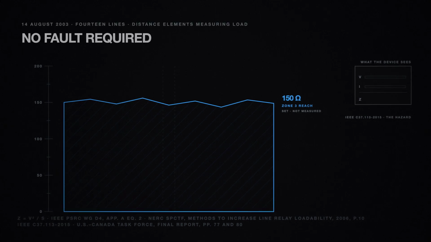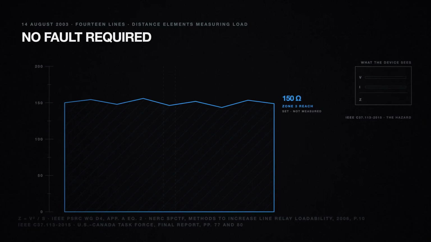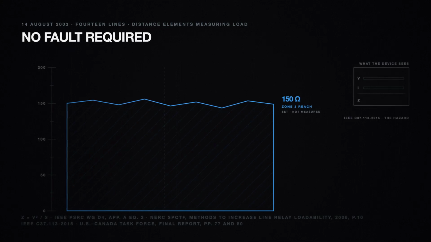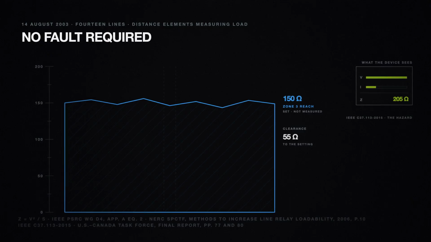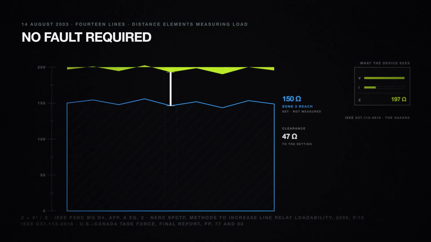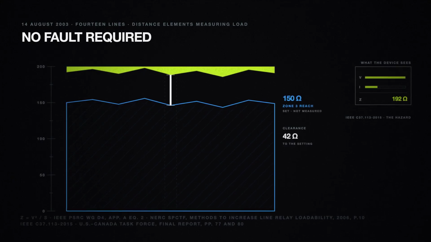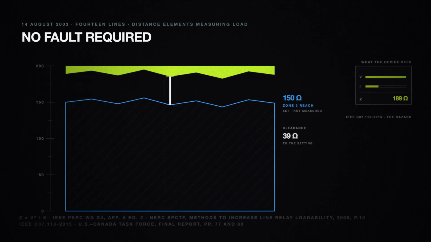On the afternoon of the 14th of August, 2003, 14 transmission lines in the eastern United States were opened by distance relays measuring load. A distance relay has two inputs, the voltage at its terminal and the current through it. From those it computes an apparent impedance, and if that impedance falls inside the region somebody set it to protect, it opens the breaker. The relaying committee's working group states the relationship as one equation.